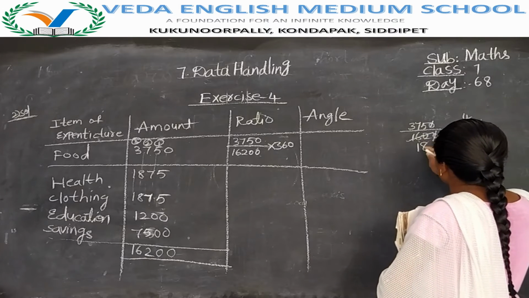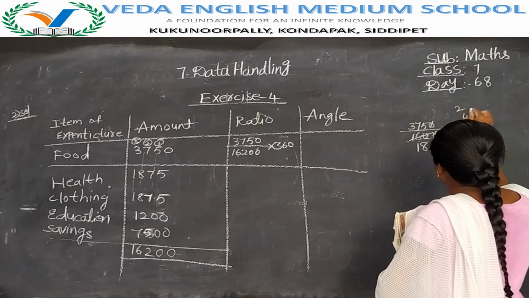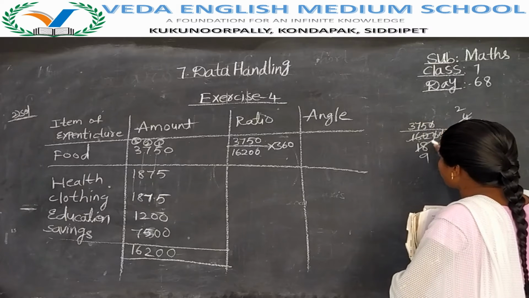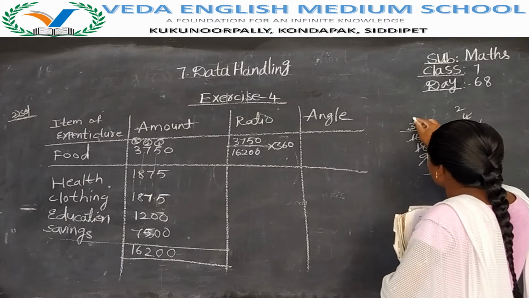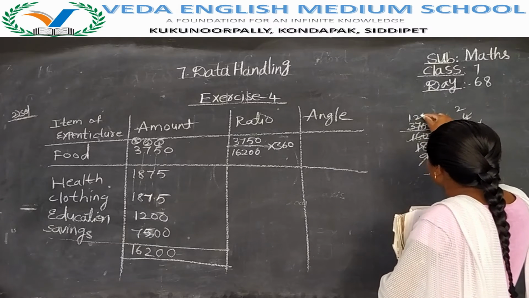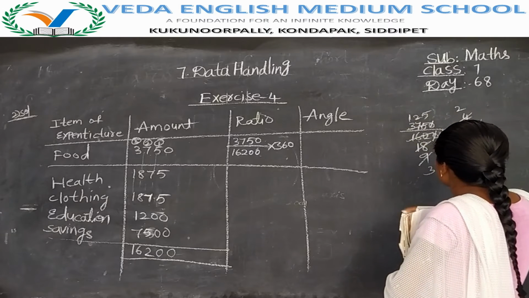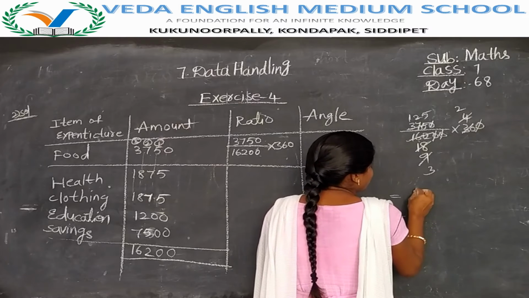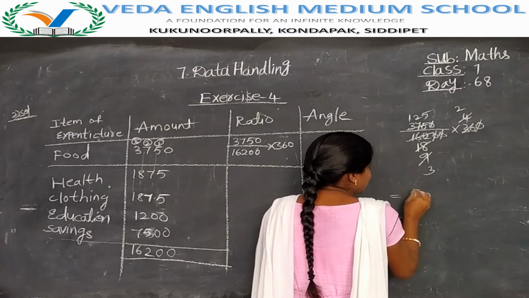9 8s are 72. 2 2s are 4, 2 9s are 8. 7 plus 5 is 12, 12 plus 3 is 15. 3 table: 3 3s are 9, 3 1s are 3, 3 2s are 6, 3 5s are 15. 5 6 7 8. So there is no more possibility to cut. So 125: 2 5s are 10, 2 2s are 4 plus 1 carry is 5, 2 1s are 2.